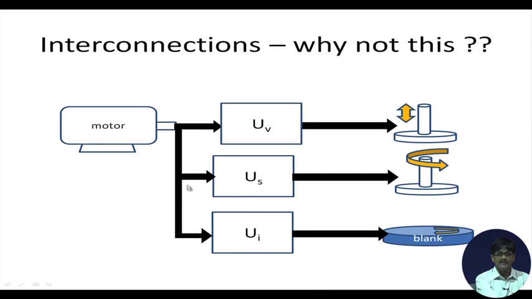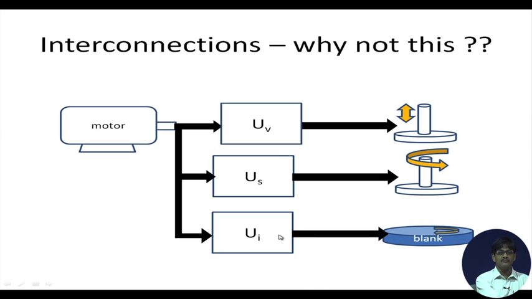Second one, if we connect with the motor directly the US and the UI gearboxes, suppose in this case I change the feed by changing US. Suppose US is doubled, the rotations per minute of this cutter becomes double.